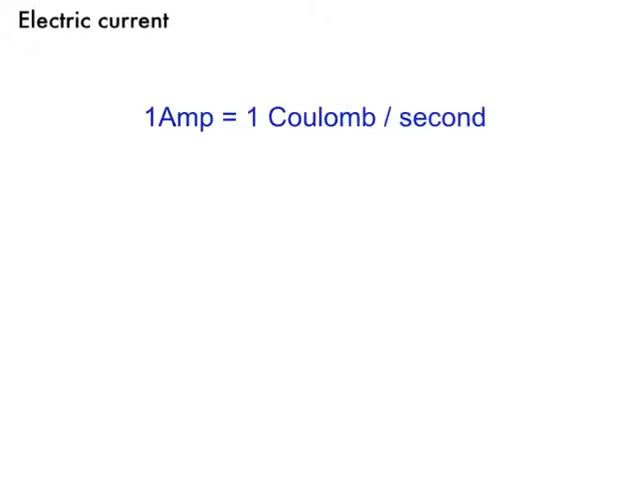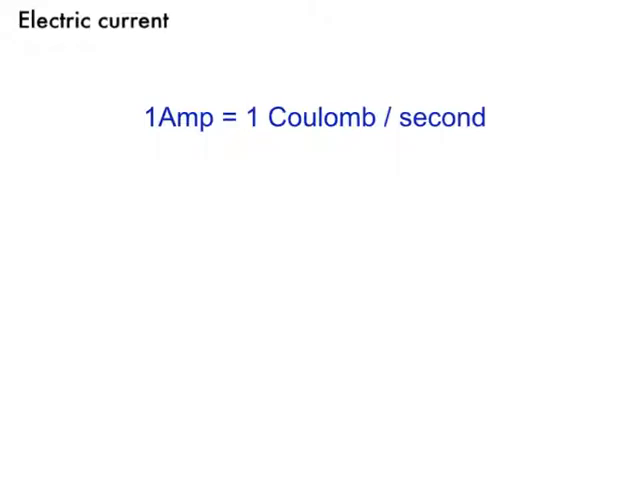Well, what we can say is that a current of 1 amp is actually a flow of 1 coulomb of charge per second. So every second that goes by, 1 coulomb of charge is flowed through a component, and that is a current of 1 amp.